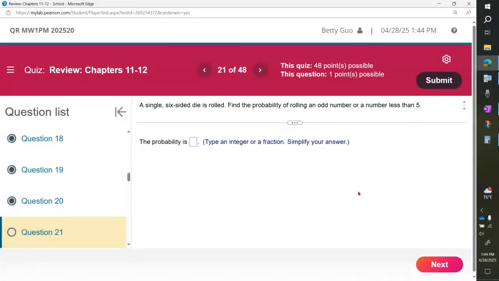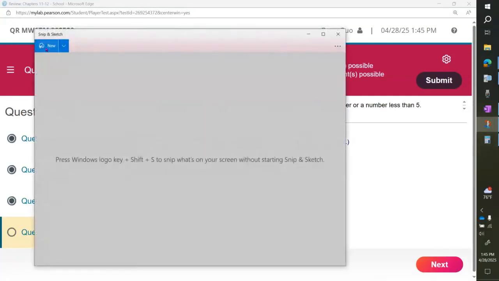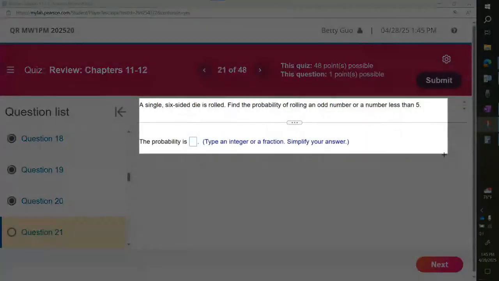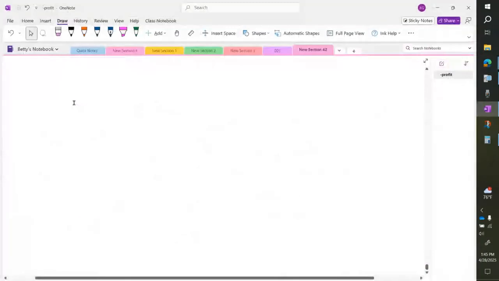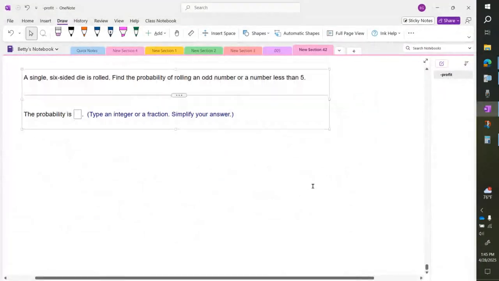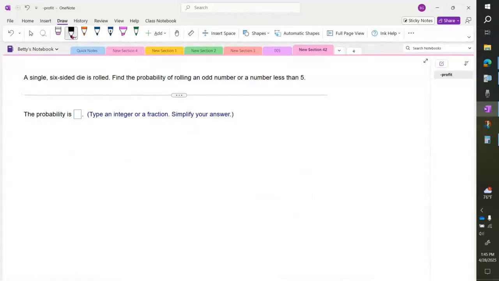Question number 21. A single six-sided die is rolled. Find the probability of rolling an odd number or a number less than 5. Okay, this is a probability involving OR. You might remember the addition rule, right? Okay, we are looking for a probability involving OR. Which two events? An odd number or a number less than 5?